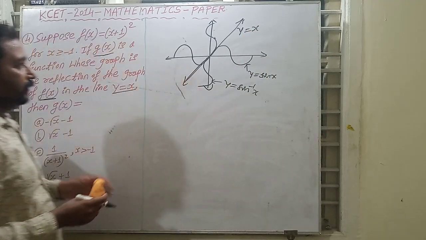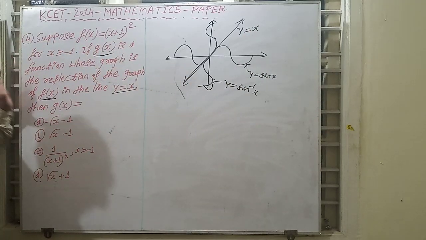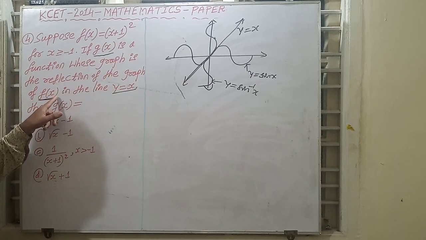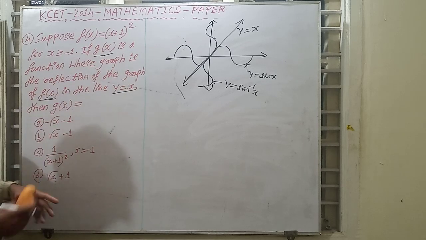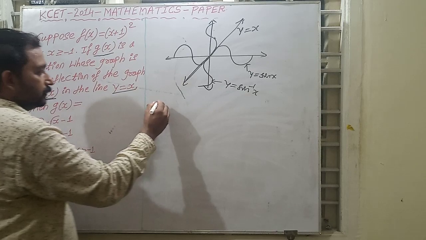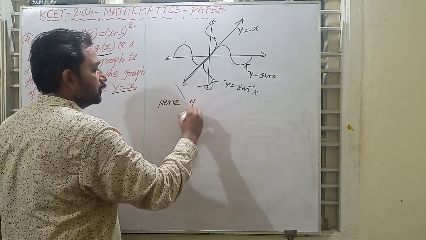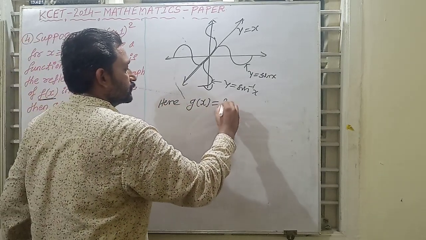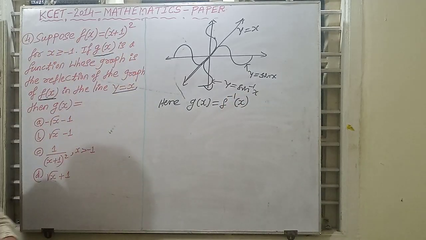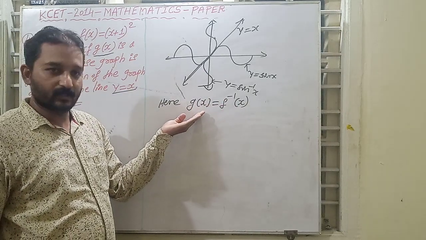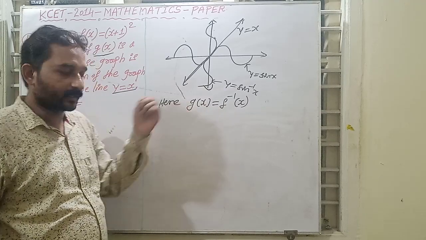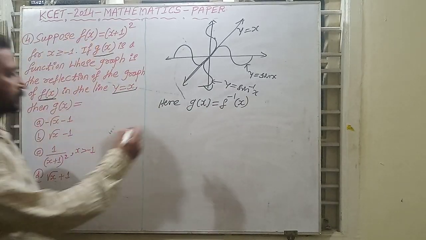In the same way, think about this problem. Here g of x is a function whose graph is the reflection of the graph of f of x. So g of x is what? The inverse function of f. So g of x is the inverse function of f. F inverse x is equal to g of x. So we have to find out f inverse x. So the question is over once we find f inverse x, we get g of x. So take f of x.